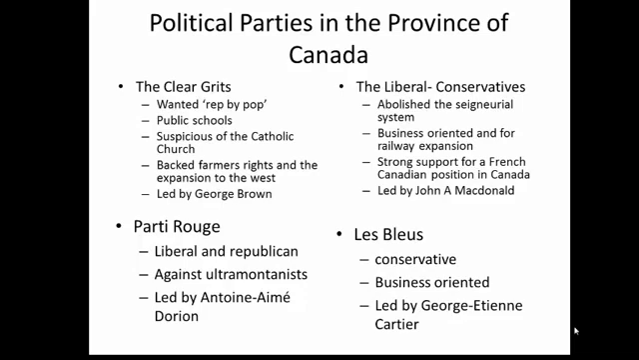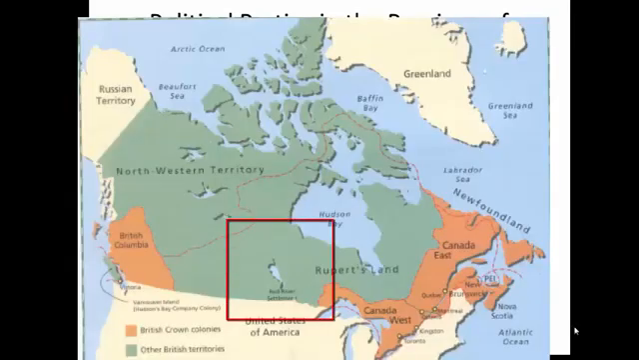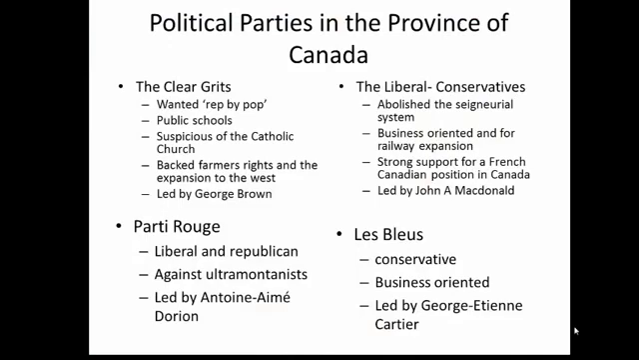They backed farmers' rights and wanted the province of Canada to claim territory to the west. That was territory in Rupert's Land that was owned by the Hudson's Bay Company.